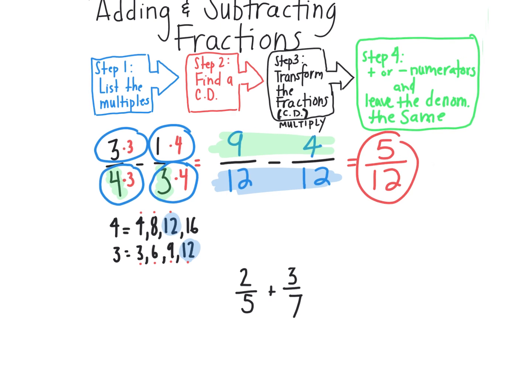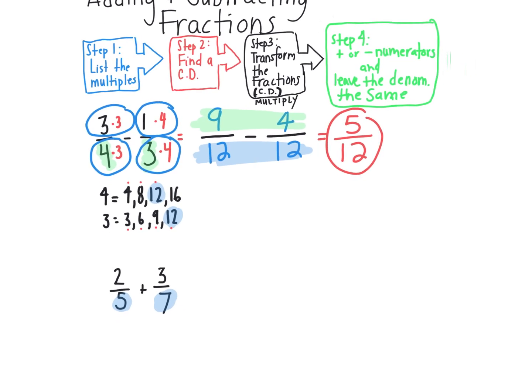All right, let's try one more with this new problem. Step 1 says list the multiples of these two numbers. We have 5 and 7. 5 times 1 is 5, 10, 15, 20, 25. Let's stop there. 7 times 1 is 7. 7 times 2 is 14. 7 times 3 is 21. Nothing yet. 7 times 4 is 28. And 7 times 5 is 35.